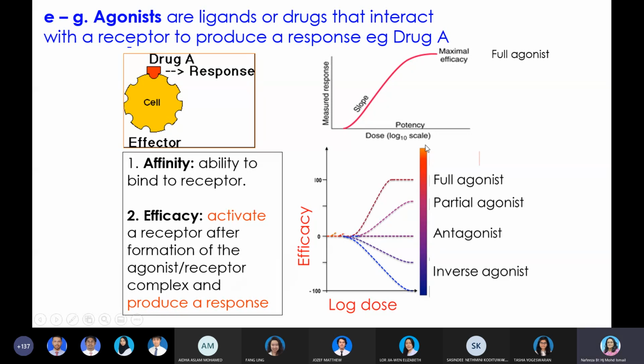Now look at this down here. Don't worry that it's a bit crowded. Full agonist. Can you see that? Full agonist? Yeah.